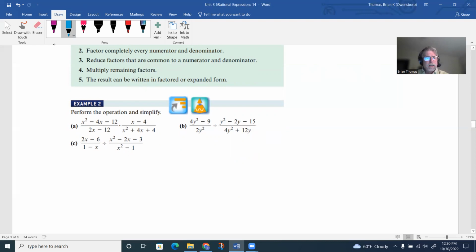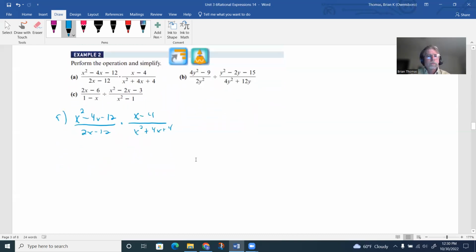So if I look at A, I have x squared minus 4x minus 12 over 2x minus 12 times, and since it's multiplication, we just write the same thing, x minus 4 over x squared plus 4x. Now, it might not have been a bad idea to go ahead and begin factoring instead of rewriting the whole problem over. Just go ahead and do factored form.